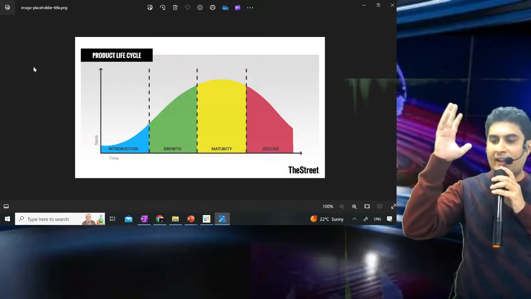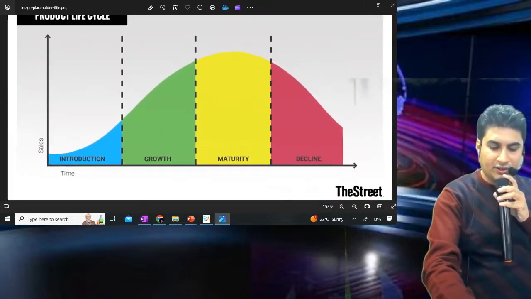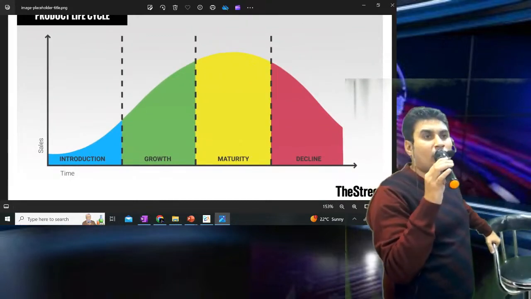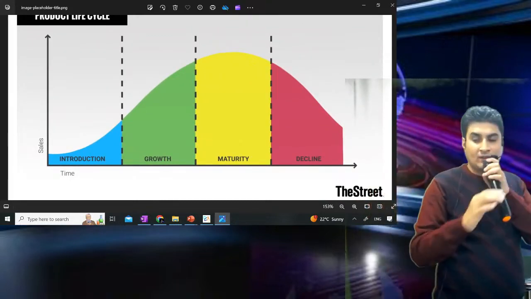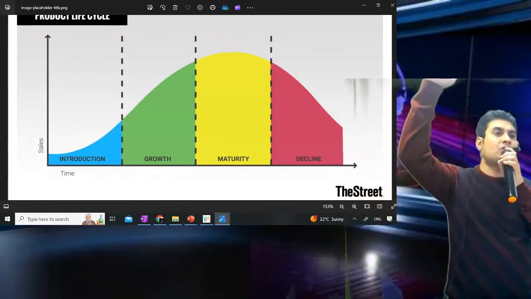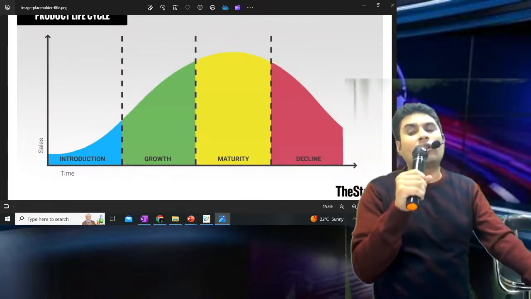Concentrate on whatever is happening. Welcome back. Concentrate. Any product we introduce, any business we introduce has to pass through 4 stages. Tell me how many stages? Tell me what are the 4 stages? Introduction, growth, maturity, decline. Introduction.